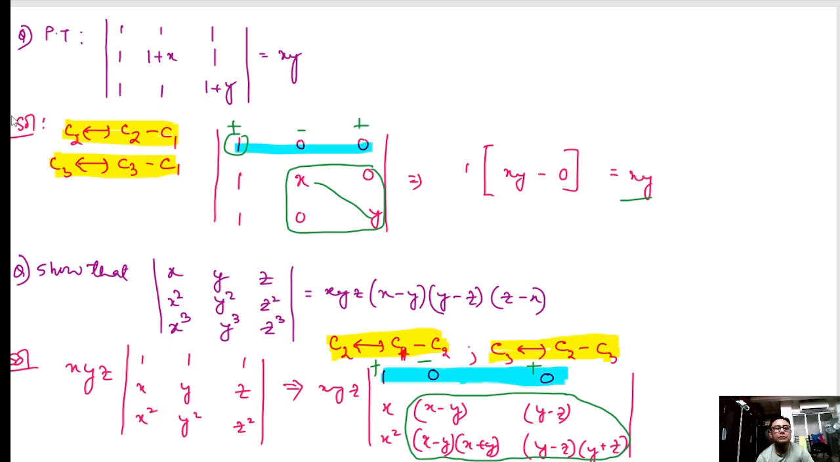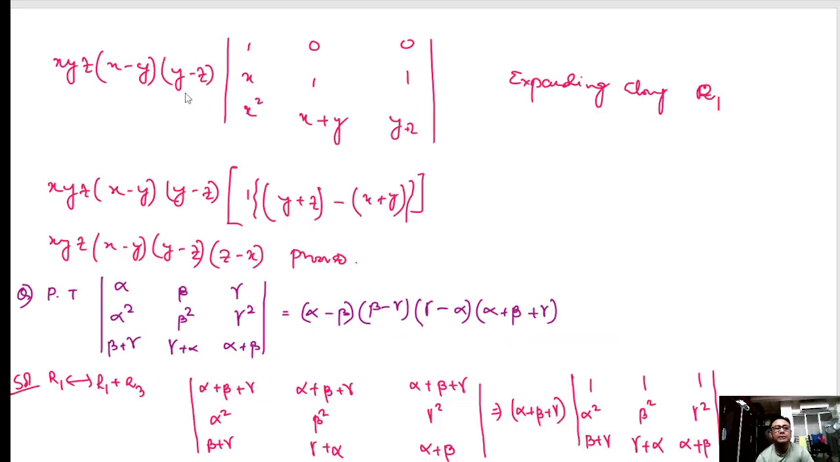Please watch one more thing. From here, x minus y and x minus y is common, and from here y minus z and y minus z is common, so that comes out. So this is the thing: x minus y and y minus z, and x minus y comes out.